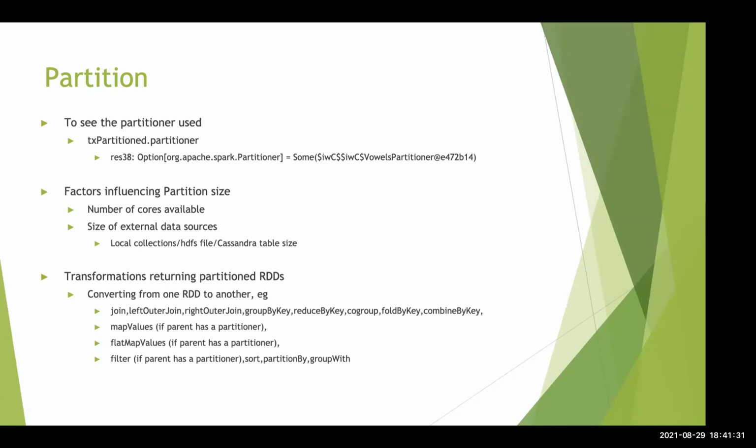There are certain transformations which you do, which always return a partitioned RDD. I think we discussed there are different types of RDDs. Partitioned RDD is one of those. So for example, if you use any of these transformations, join, the ByKey operations and all those things, then it will return you a partitioned RDD, which means that these transformations do partition the data, and that's why they return you a partitioned RDD.